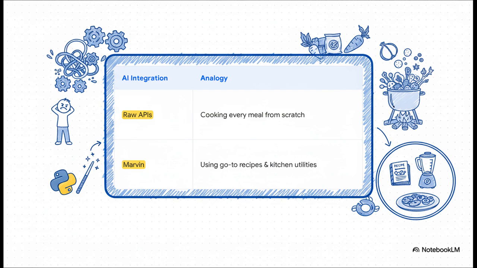I love this analogy because it just clicks. Using raw LLM APIs is like being a chef who has to go out and forage for every single ingredient, chop all the wood, and build a new oven every single time they want to cook a meal. Sure, you can do it, but it's exhausting. Marvin, on the other hand, is like walking into a fully stocked kitchen with your favorite go-to recipes and reliable appliances. The whole process is just way faster and a lot more consistent.